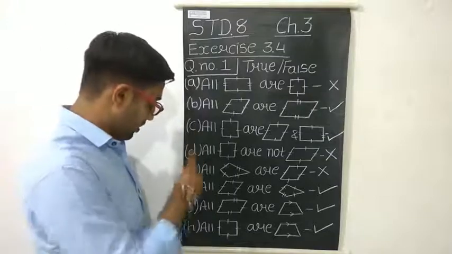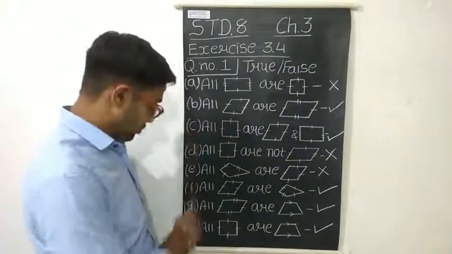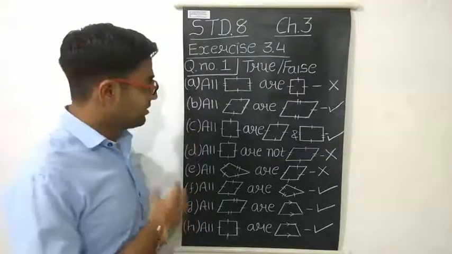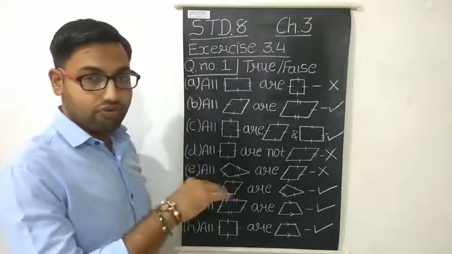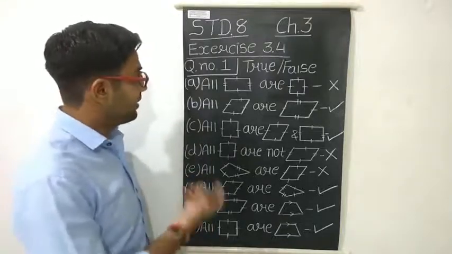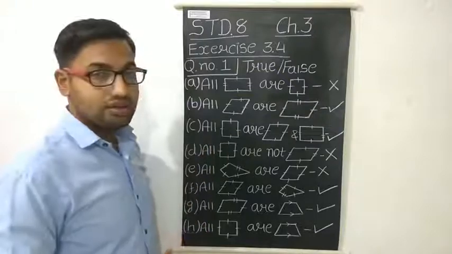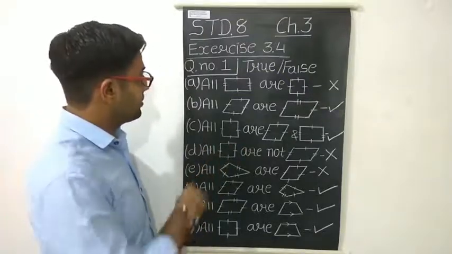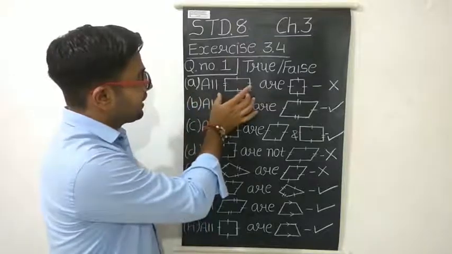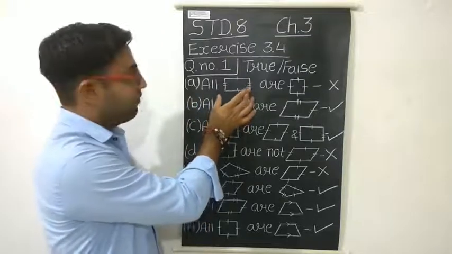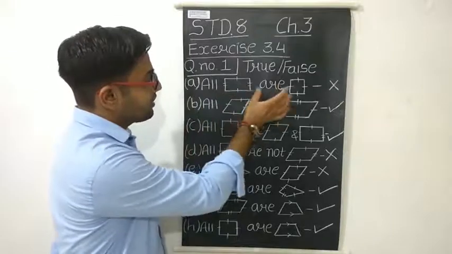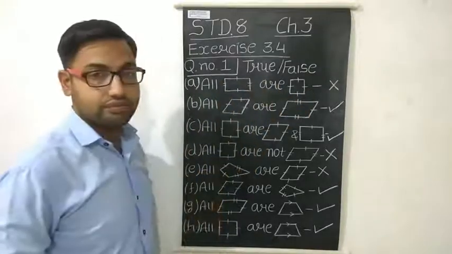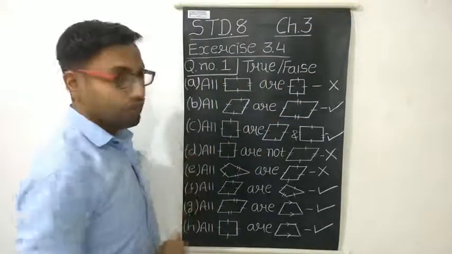Now there are a total of A to H statements. The statements I have not written down in words. I have written down the statements in figures, using the figures. So what is the first statement? First statement is all rectangles, this is the symbol of rectangles, are square. So is this statement true or false?